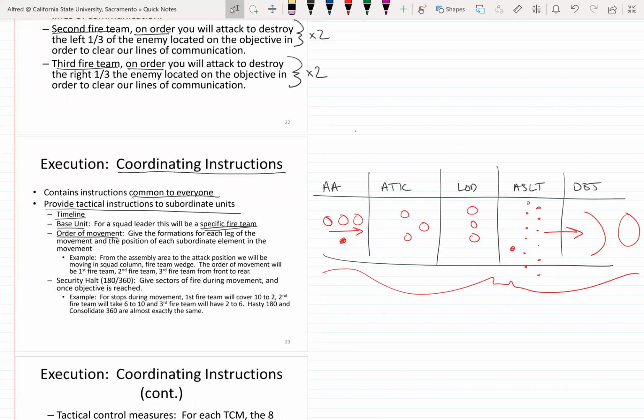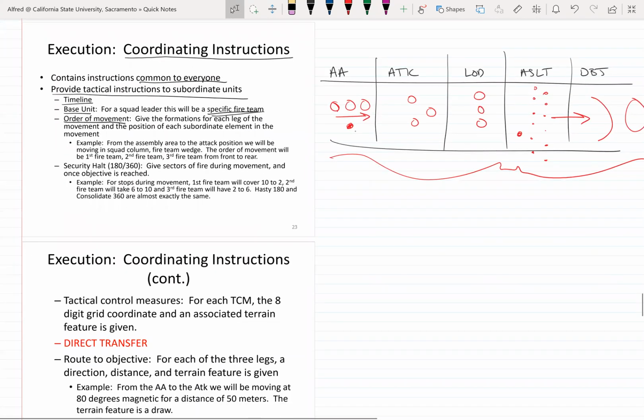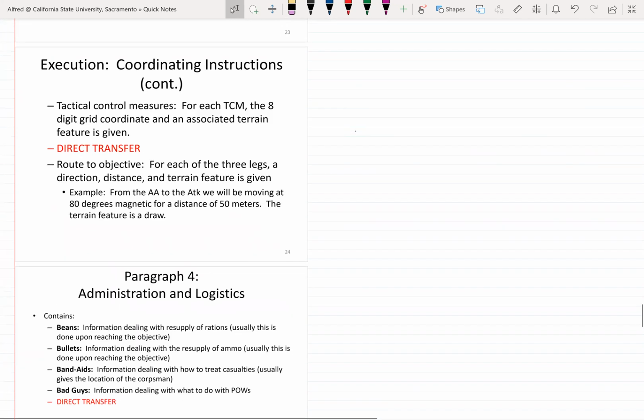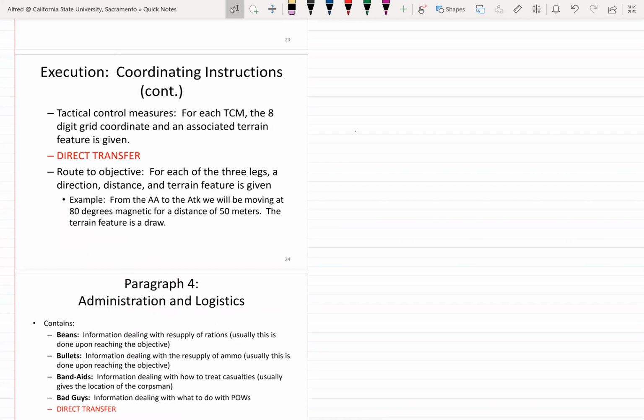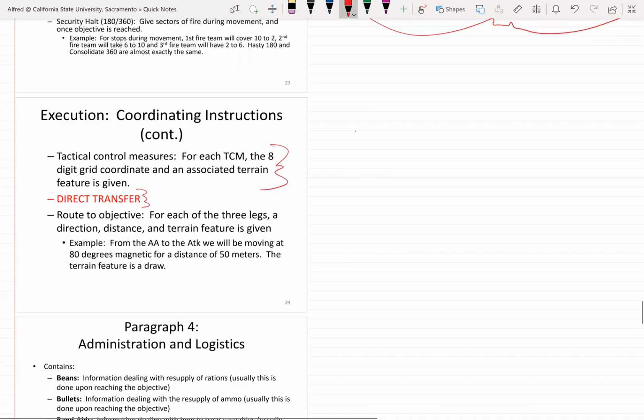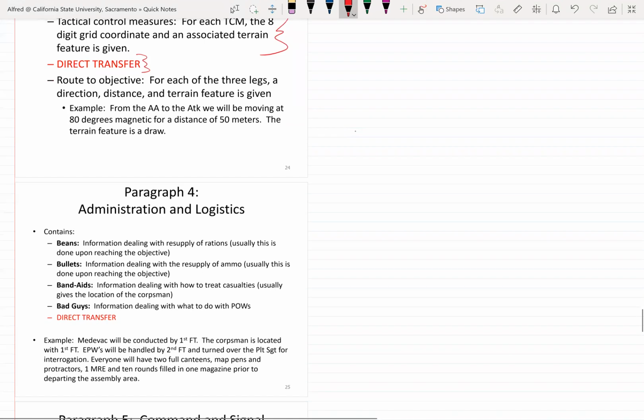But in the real world, of course, coordinating instructions could be something like snipers. Watch out for snipers in windows. You know what I mean? It doesn't matter what it is in the real world. You could put anything there that pertains to everyone. Coordinating instructions, tactical control measures. You could put your grid coordinates. You could also directly transfer whatever they give you from the coordinating instructions, which is usually the tactical control measures. Route to the objective, what I just kind of drew up here.